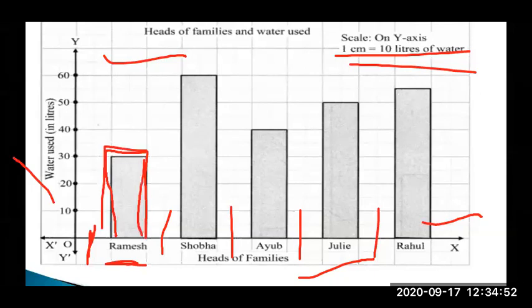Then Shobha, it is given 60. So Shobha, what will you do? Till where?